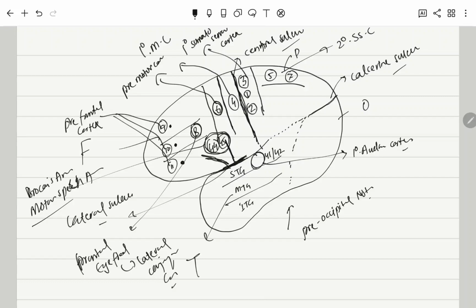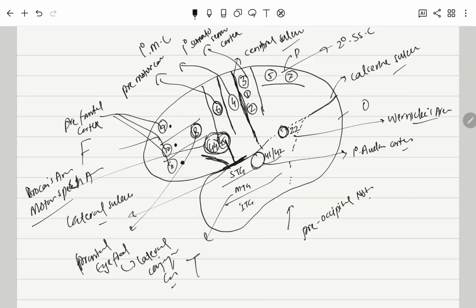We'll have another area in the posterior part of the superior temporal gyrus and the inferior part of the inferior parietal lobule. This area is called Brodmann area 22, and this Brodmann area 22 is called Wernicke's area, also known as the non-expressive area, also known as the sensory speech area, right?